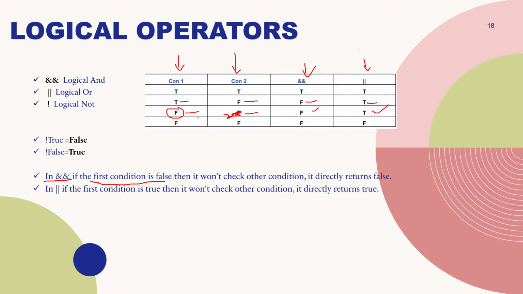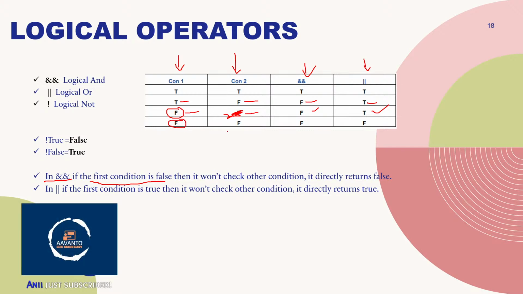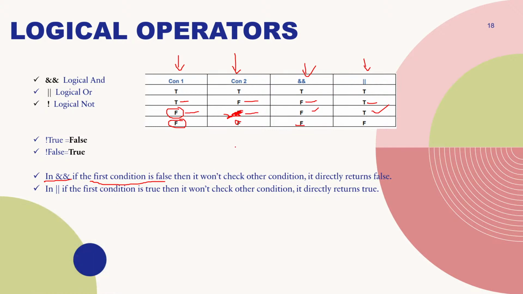If the first statement is false, there is no use of checking the second condition, right? So it will directly give you false and it won't check the second condition. If the first condition is false in a logical AND operation, it won't go and check the second condition. It will directly return false, guys. Okay?